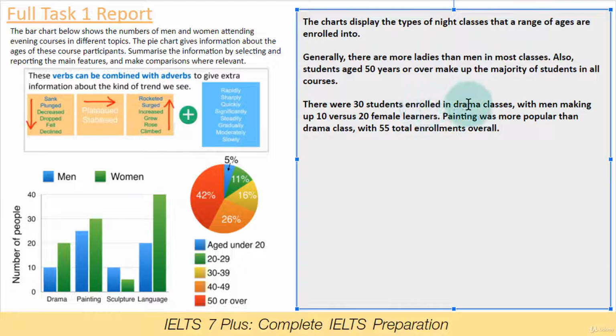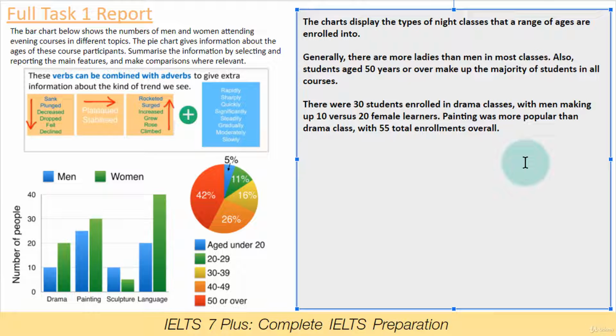There were 30 students enrolled in drama classes, with men making up 10 versus 20 female learners. Painting was more popular than drama class, with 55 total enrollments overall. Now, some of you may say, why don't you describe exactly how many per male or female? And that's because sometimes if we describe every single feature, it's going to be far too long. So we kind of need to sometimes speed things up, sometimes slow things down.